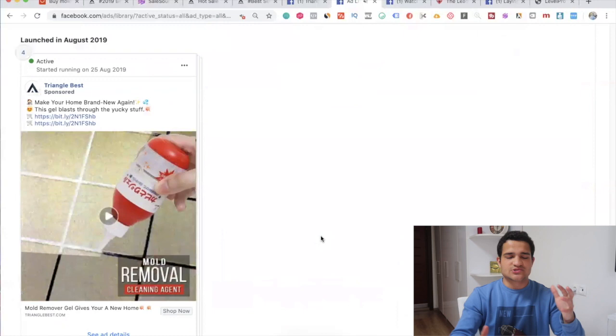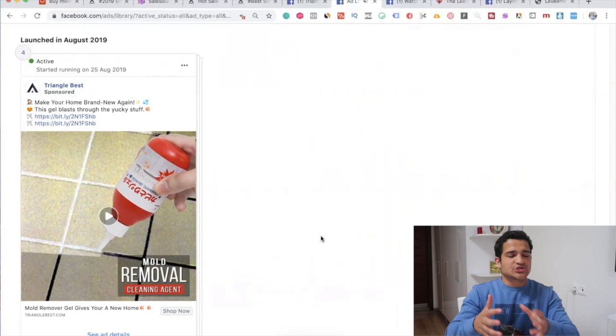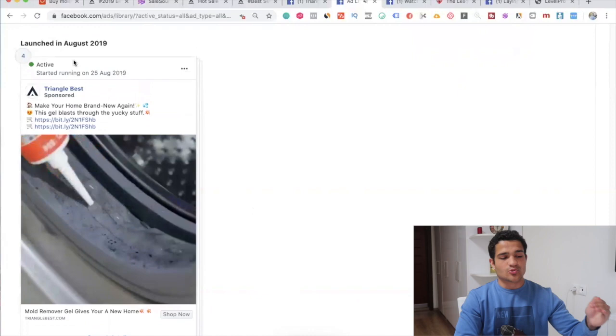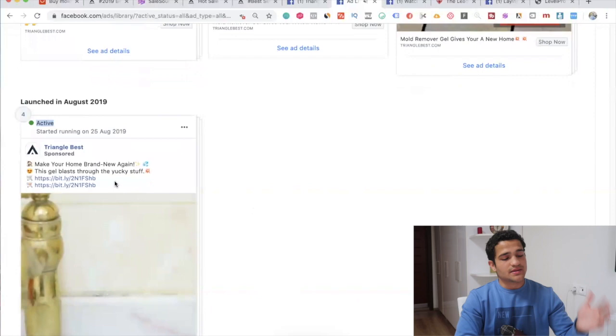When you find a store or you find an ad that is doing pretty well, it's good to analyze their launch process and their test process. So for example, this particular brand launched on 25th of August. They launched this particular ad. It's still active, it's still running, and you can check on the ads library if it's still active or inactive. This one in particular is active and it's still doing pretty well.